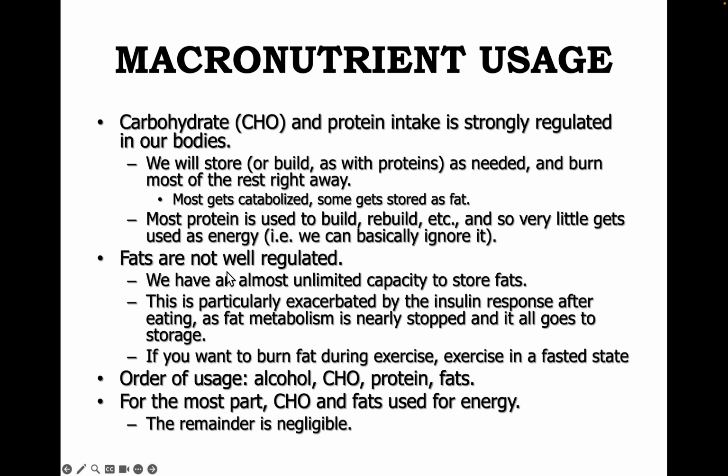Now, what's the order of usage in our body? We will first use carbohydrates, followed by protein, followed by fats. What I mean by this is that this typically applies during intense forms of exercise. So we'll first use carbohydrates. We will then use any excess proteins because proteins are broken down more easily, and fats are the hardest to break down during intense exercise.